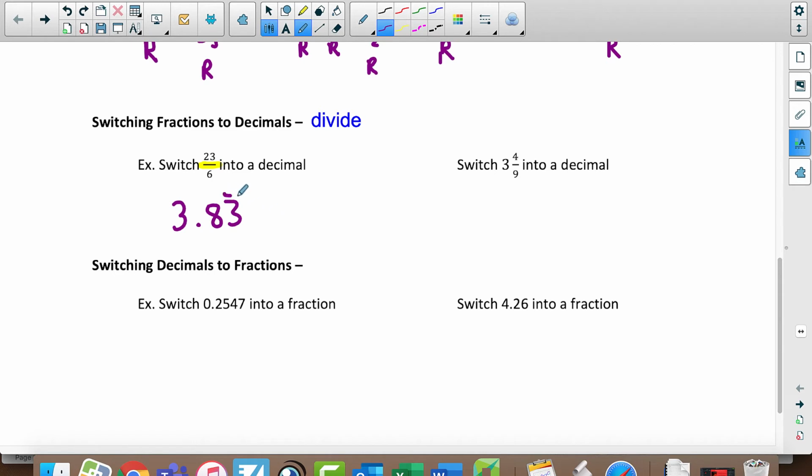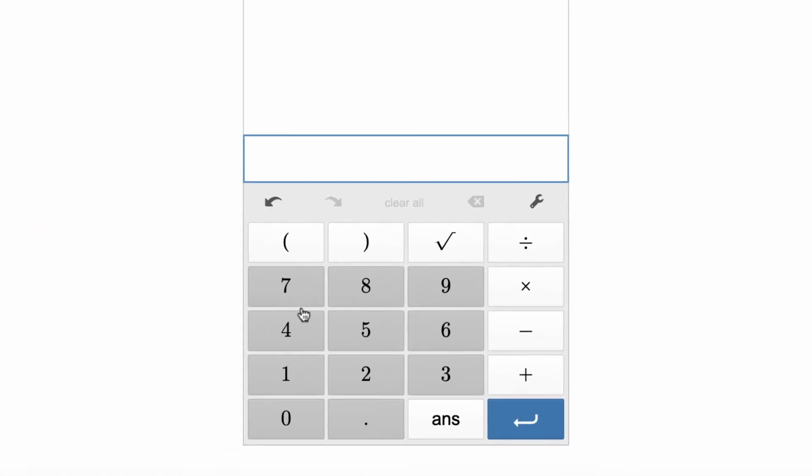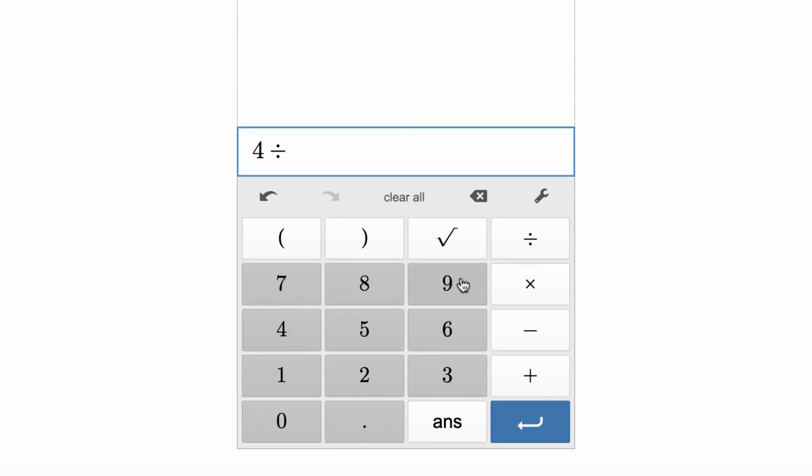3.83333333, so this 3 repeats. Okay? Here's another one, 3 4/9, and we're going to put it into a decimal. Okay, well why don't we just put 3 point and then figure out what 4/9 is. How do we do that? Divide. 4 divided by 9. So here we go. 4 divided by 9.